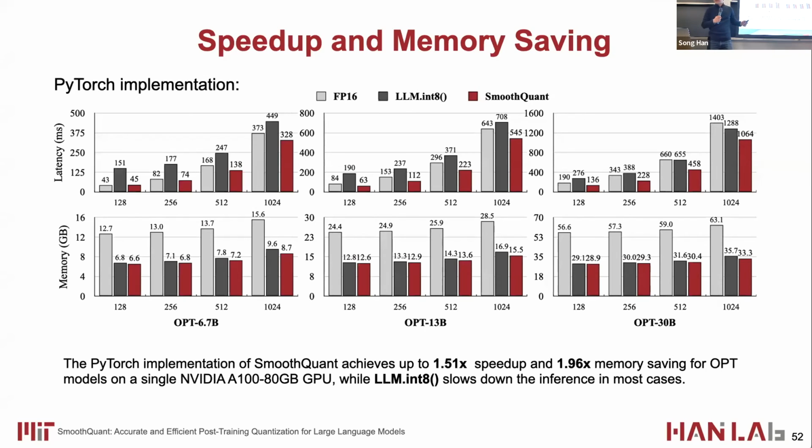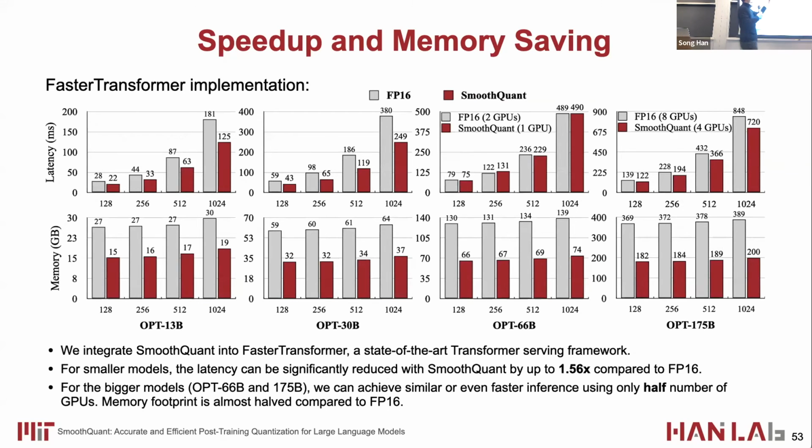For example, here we are showing these speedup numbers. This is across different batch sizes and different numbers of tokens, and across different model sizes, right? Here we have different sizes of the model. This is 16 billion parameters, 30 billion, 66 billion, 175 billion.